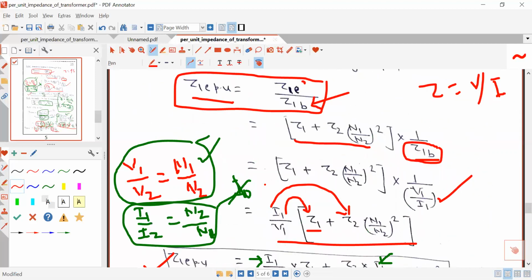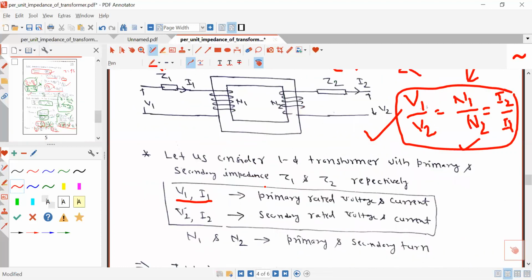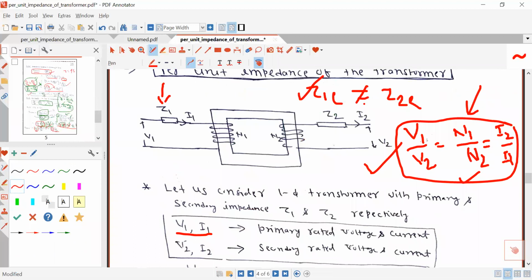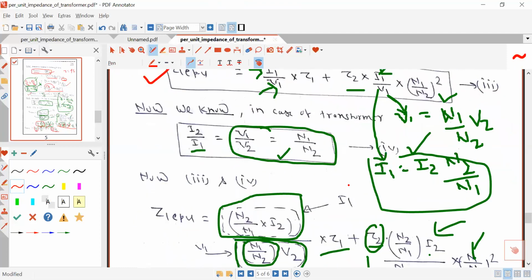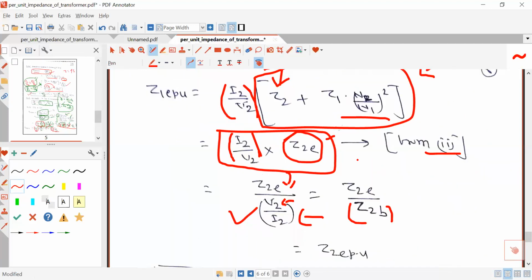When you see the transformer, this is the rated current, and this one is the rated voltage. And what is V2 by I2? V2 by I2 is impedance. Since this impedance is calculated from the rating of the transformer, it will be the base value for the secondary side of the transformer.